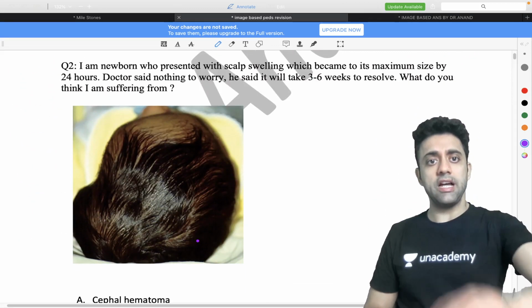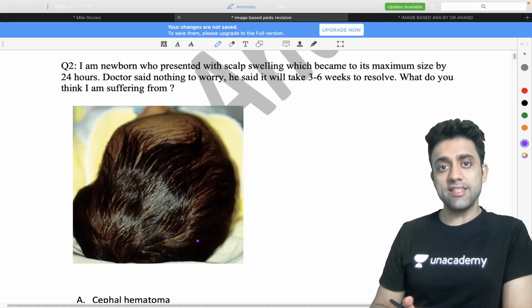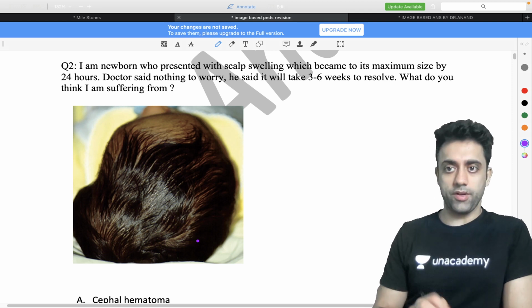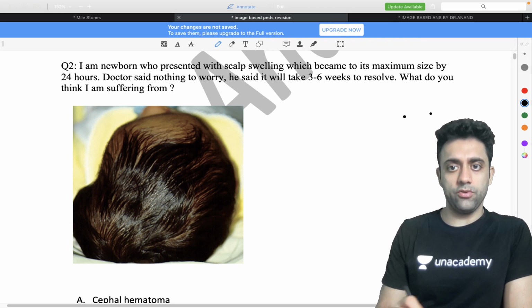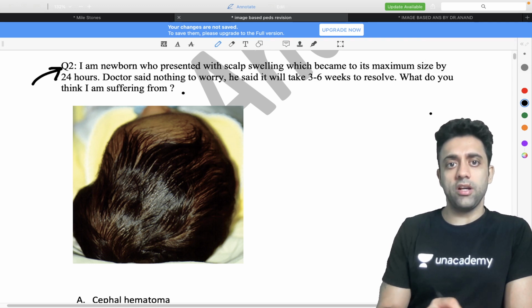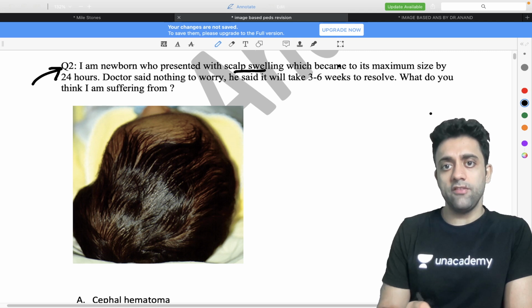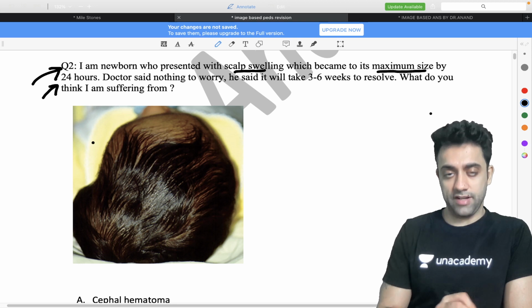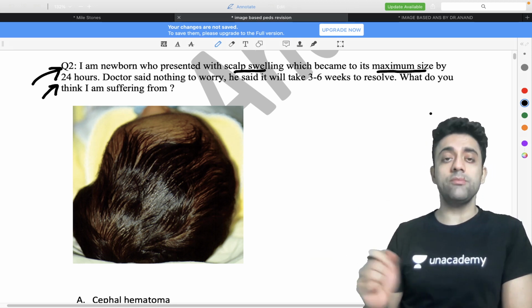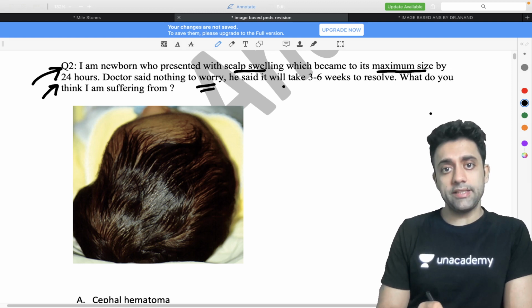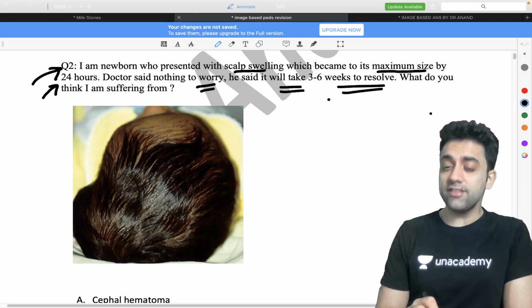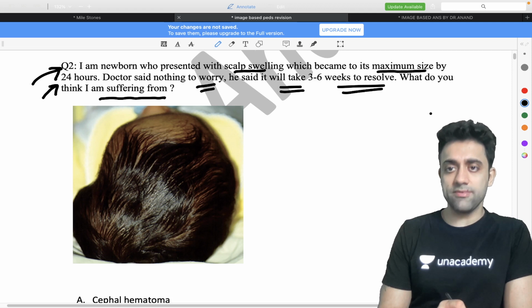Now come to the second question. I am a newborn with scalp swelling. It's a very good question. This is an image-based question, and it's crazily awesome. Okay, let's read the question again. I am a newborn who presented with scalp swelling, which became its maximum size by 24 hours of life. Doctor said nothing to worry. He said it will take around 3 to 6 weeks to resolve. So what do you think I am suffering from?